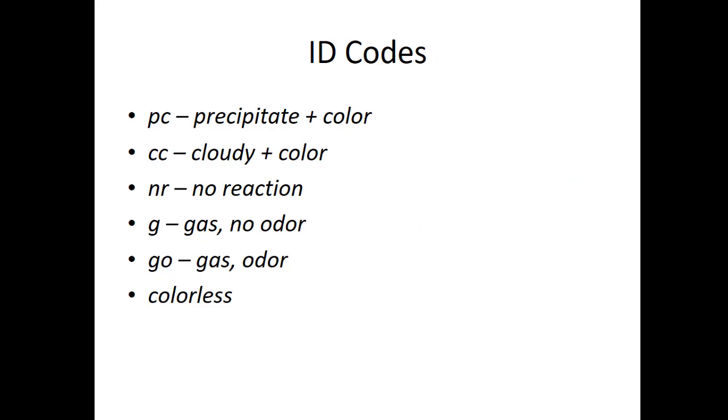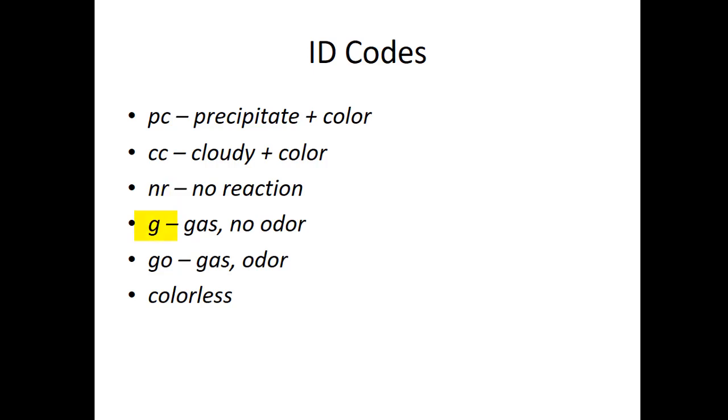If you see a precipitate forming and it's colored, or it's a color change and a precipitate, you say PC. If you see the solution turn cloudy and there's a color change, you use the code CC. If there's no reaction, like you see nothing, if it's clear when you start and clear when you end, no gas bubbles, no heat, no anything, then you just write no reaction or NR.